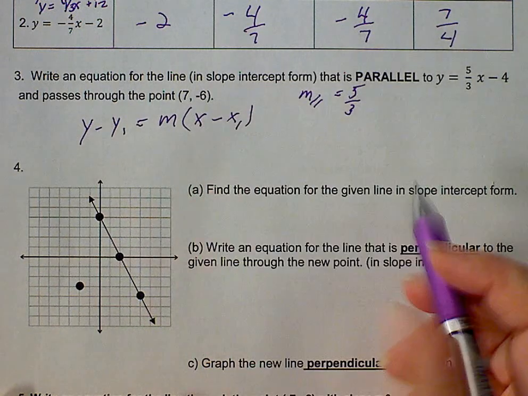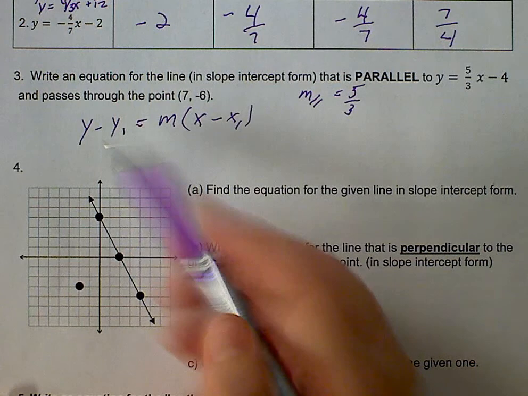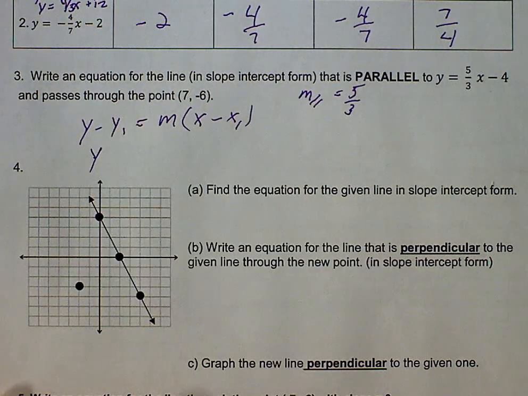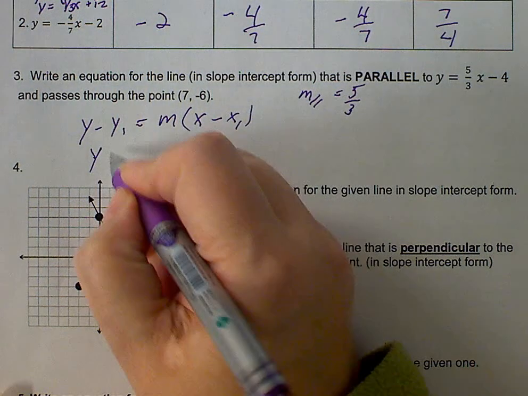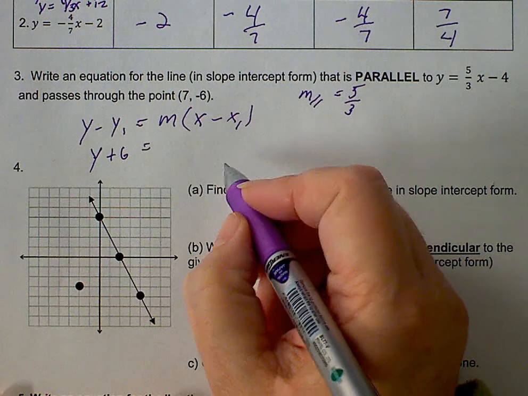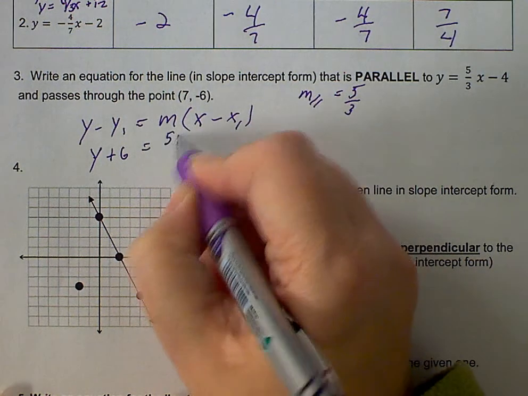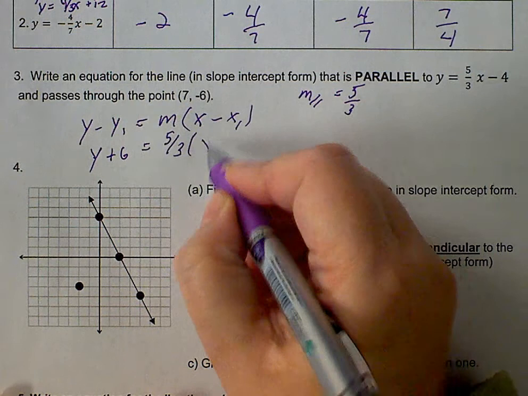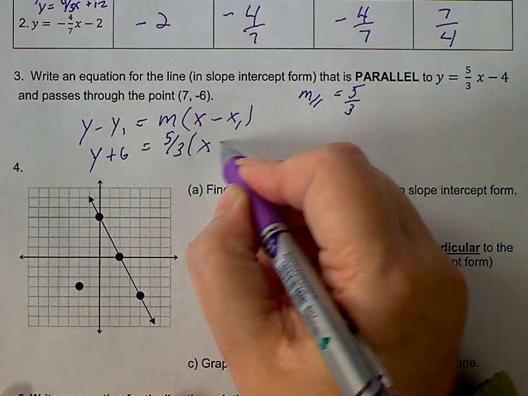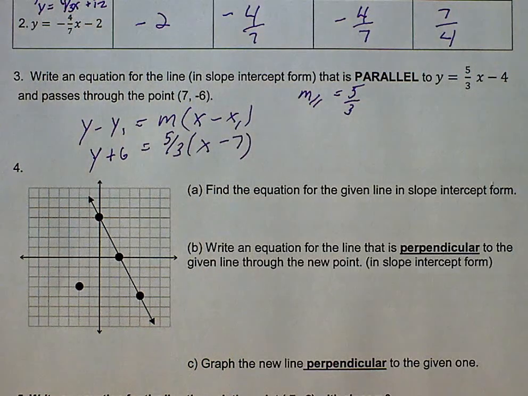So what do I put on my left-hand side? Y. Yep. Oh, y plus 6. Y plus 6 equals 5/3 parenthesis x minus 7. Very good.